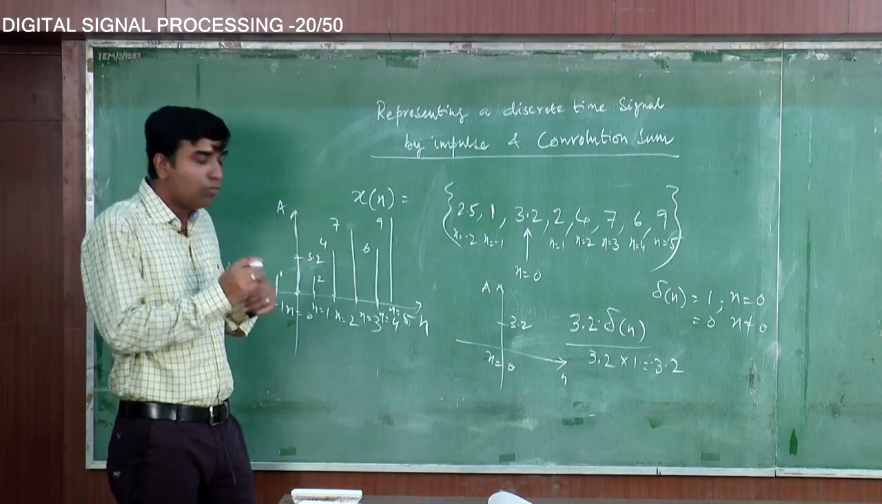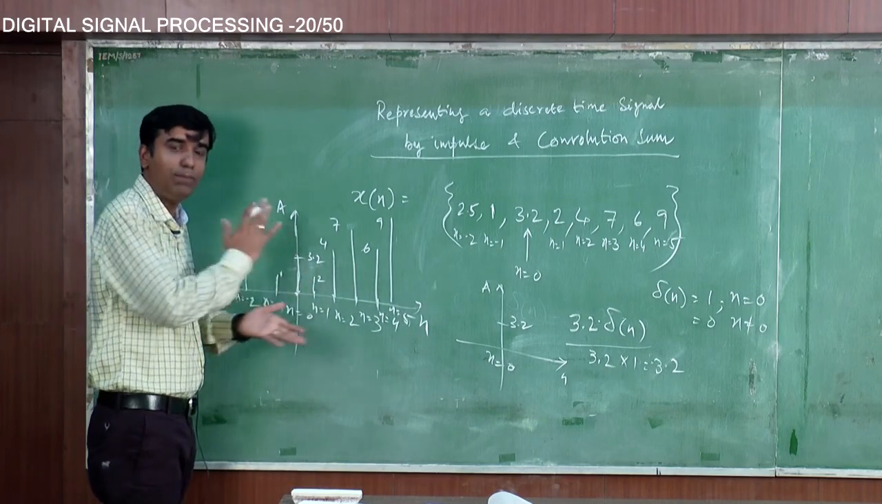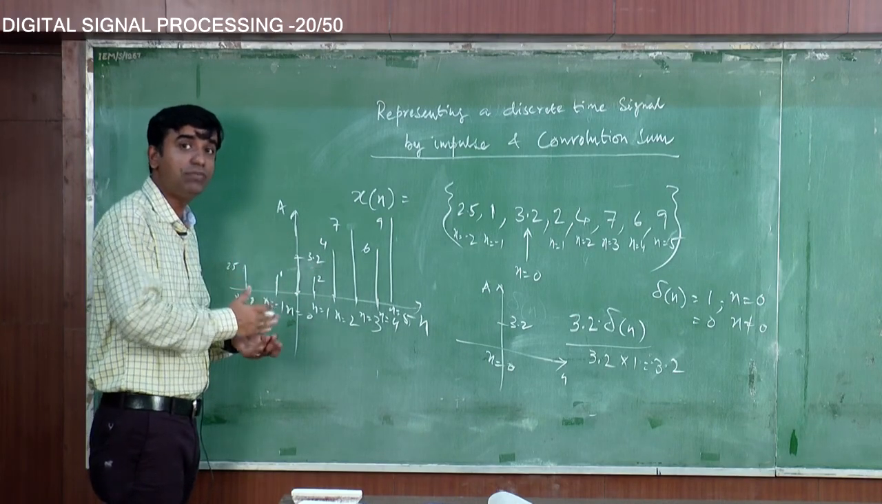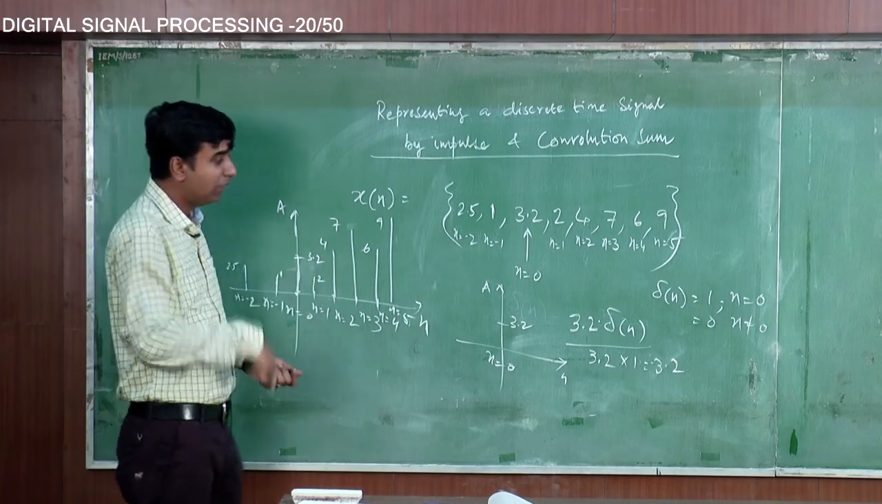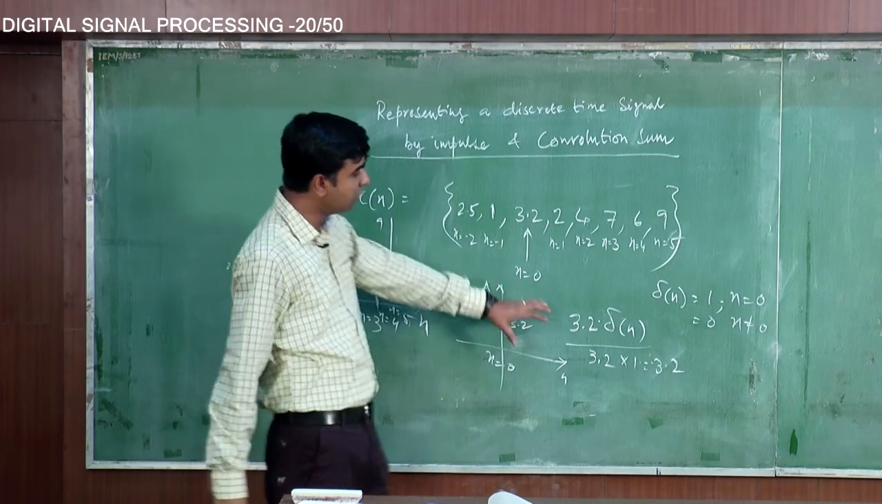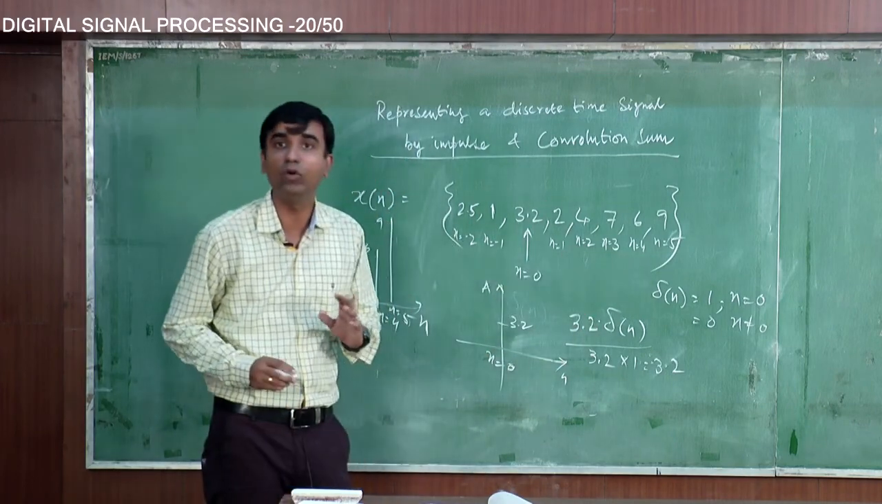So that means we can represent a signal by multiplying it with unit impulses, or rather shifted unit impulses, which we will be seeing in the next case. Now, in this case it exists at n equal to 0, that is why we are able to represent this by 3.2 multiplied by δ[n] only.